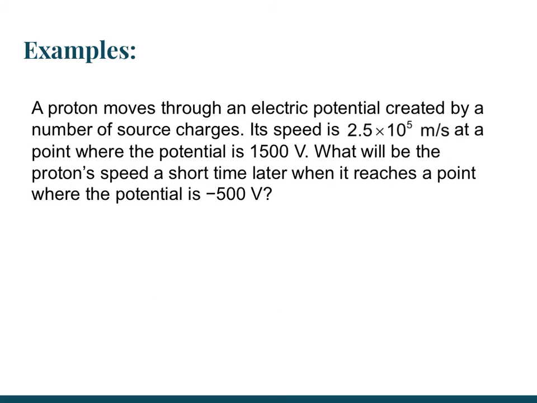All right, next up. A proton moves through an electric potential created by a number of source charges. Its speed is 2.5 times 10 to the 5th meters per second at a point where the potential is 1500 volts. What will be the proton's speed a short time later when it reaches a point where the potential is negative 500 volts? So this one is going to be based on conservation of energy. So let's look at the kinetic plus the potential for each side. I'm just going to put K plus U. This is going to be initial, and this side is going to be final.